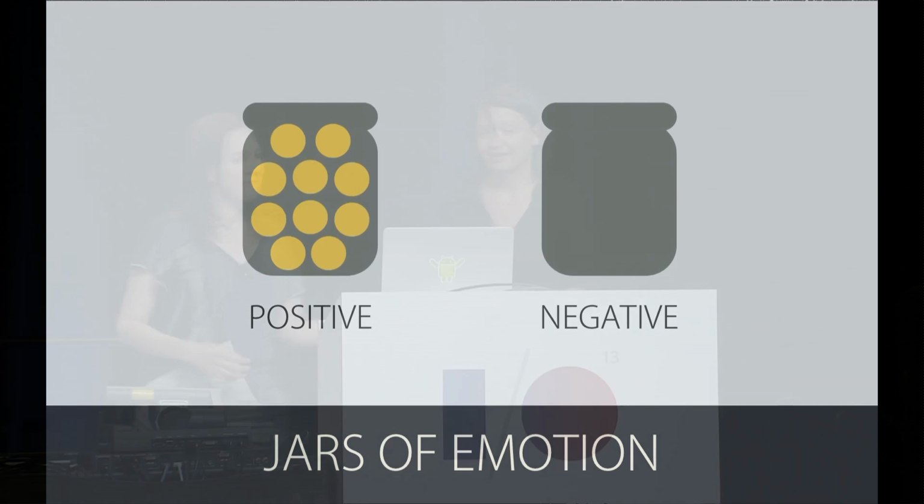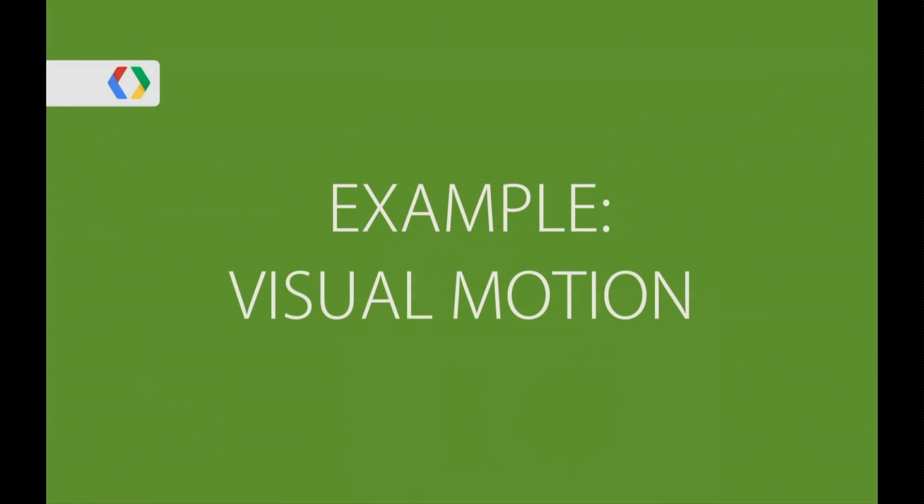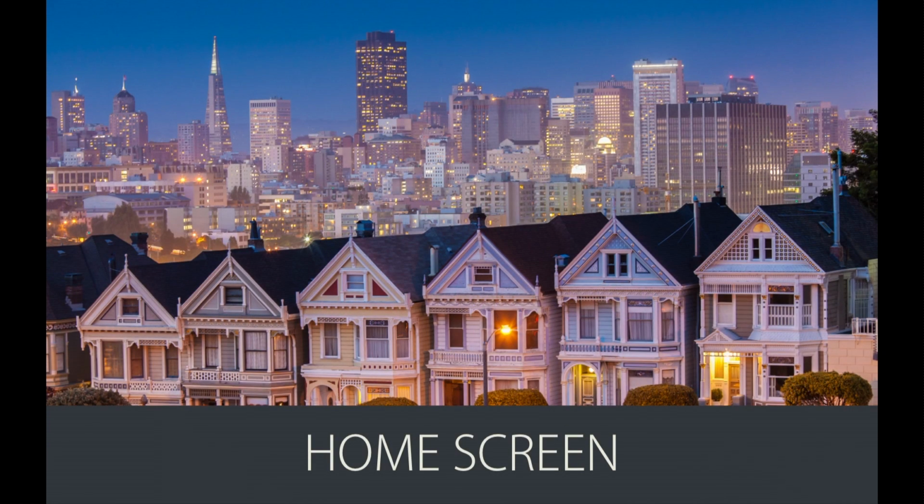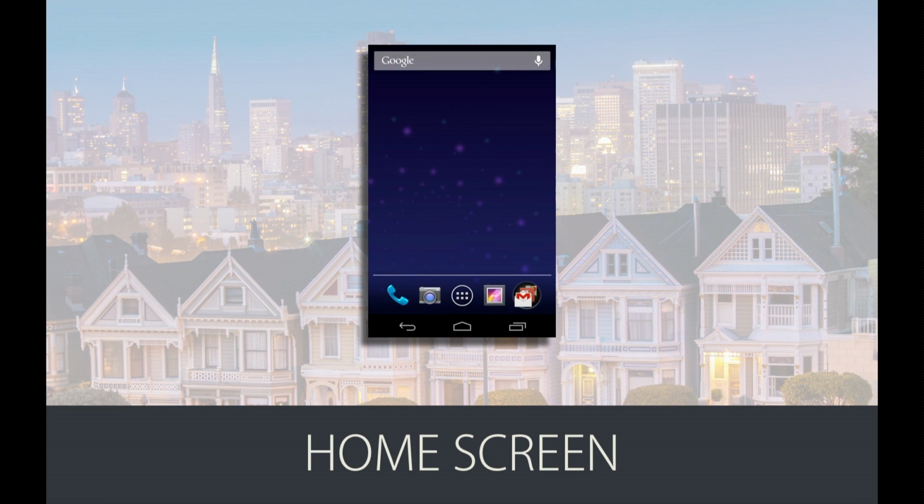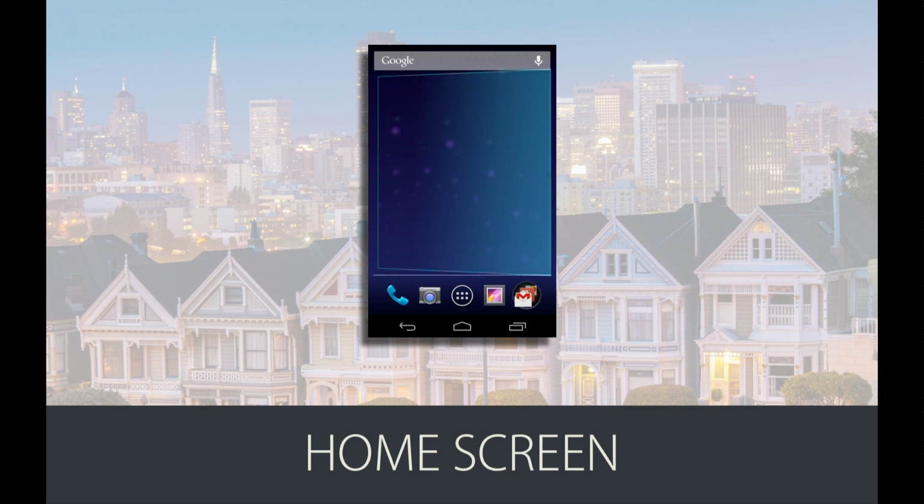Let me give you an example of visual motion. So we all know that Android has multiple home screens. And if you reach the end of the final home screen, this is what happens. The screen tilts a little bit and changes color. I'll get back to that design in a little bit.